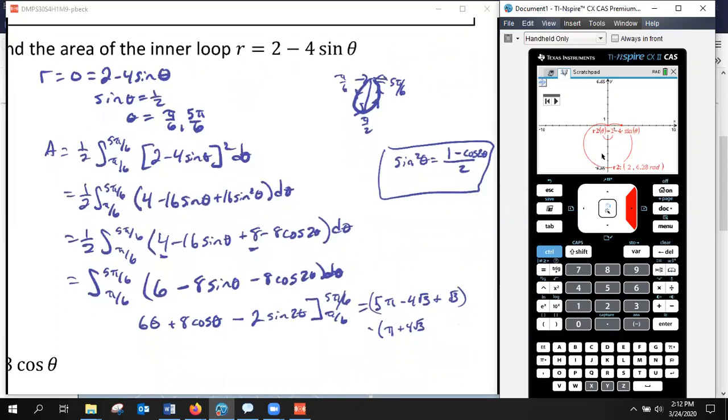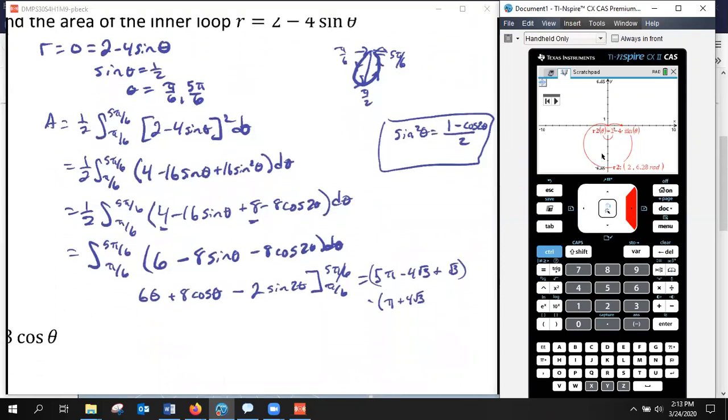Oh, yeah. Okay. Anyway, now my notes are matching up. So I forgot to distribute the 1/2. So that would be plus 4 square root of 3. Thank you for the correction. And then minus square root of 3 on that one.